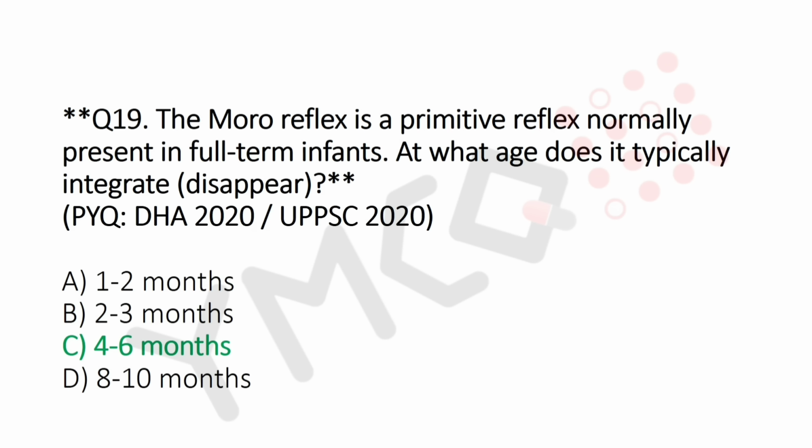The Moro or startle reflex, where a baby throws its arm out, usually disappears between 4 to 6 months of age as the nervous system matures. Okay. Now let's move to question number 20.